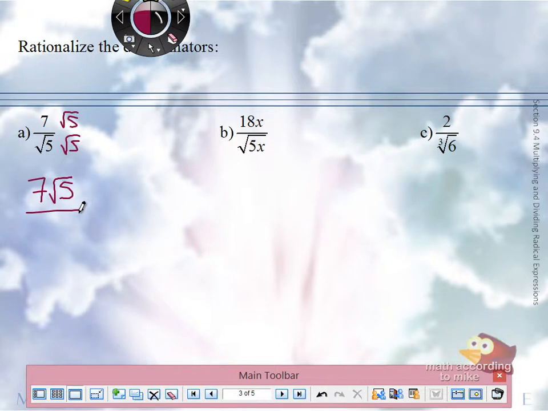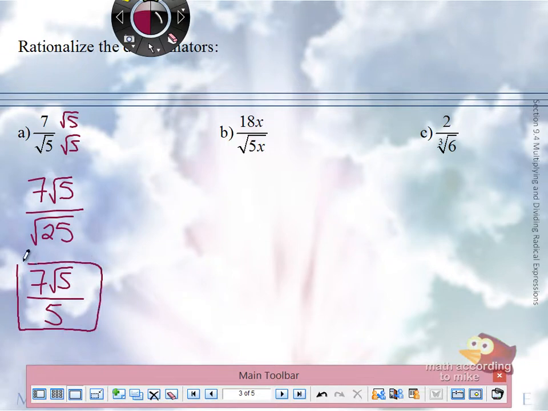Downstairs you can skip this step if you want to. Square root of 5 times the square root of 5 is the square root of 25 because of the product rule. And what is the square root of 25? 5. So our final answer is 7 square roots of 5 over 5. So our initial problem and our answer in the box are the exact same decimal value, but the one in the box no longer has a square root in the denominator.